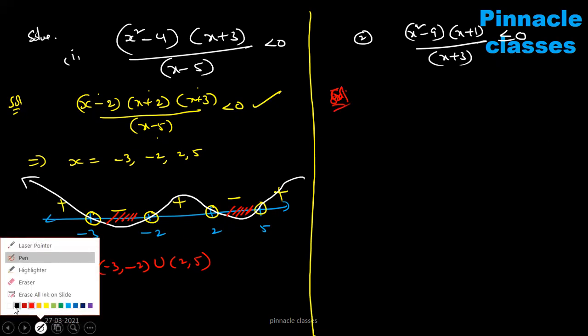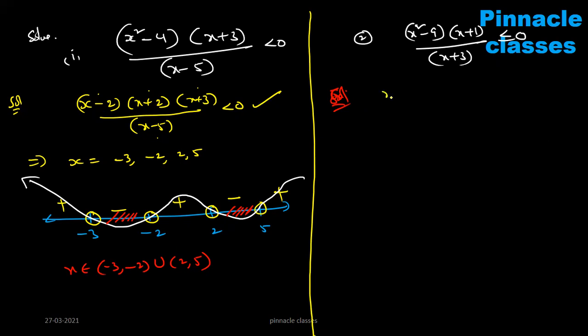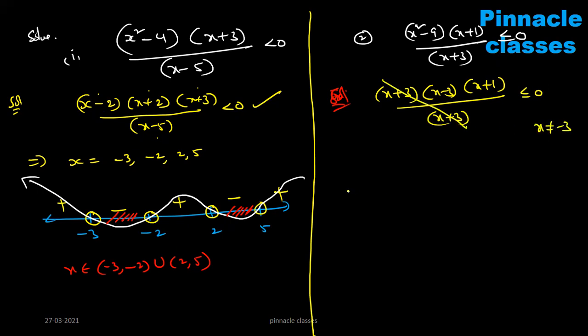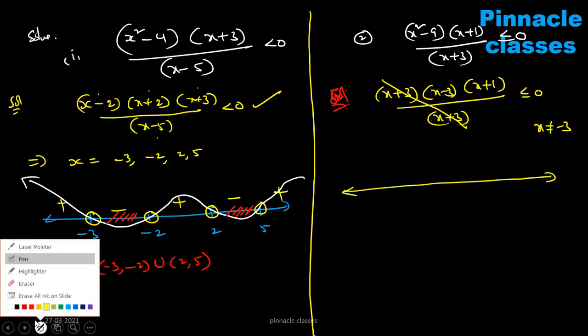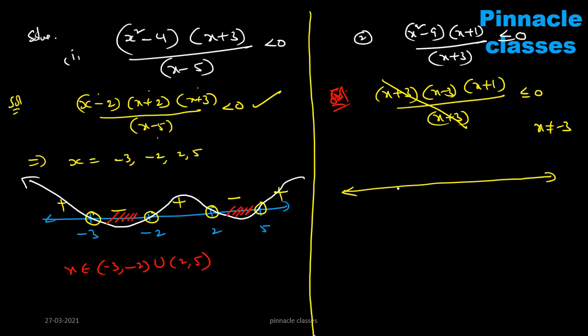x square minus 9 is x plus 3 into x minus 3. Factorize it down: x plus 1 by x plus 3. x plus 3 and x plus 3 cancel. That means x cannot be minus 3. Take the number line. What are the 3 zeros? Minus 3, minus 1, 3. Minus 1 and 3 both are included.